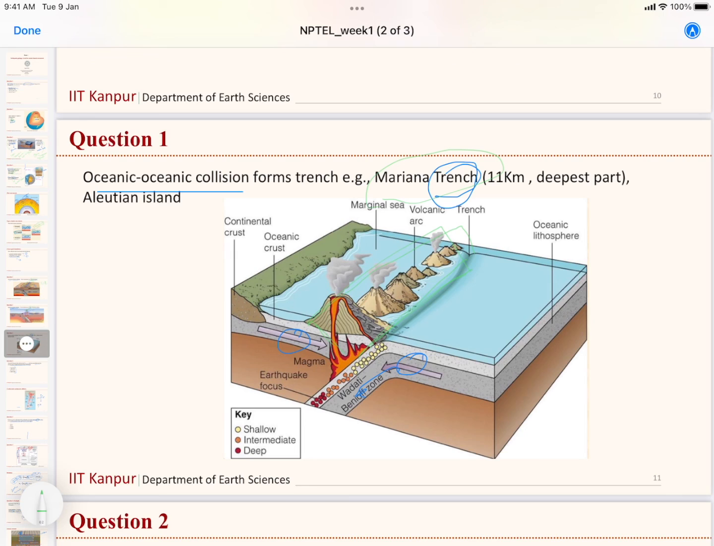So I think this is it for the plate tectonics part. I hope it's clear to both of you. And now I'll stop here.